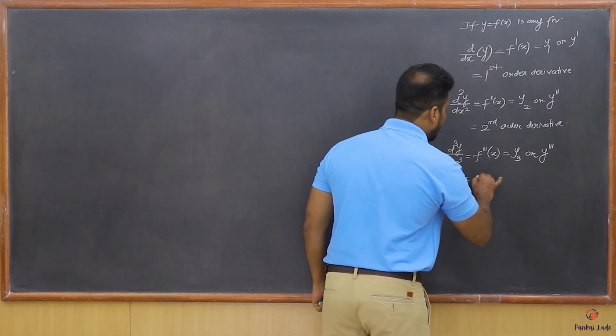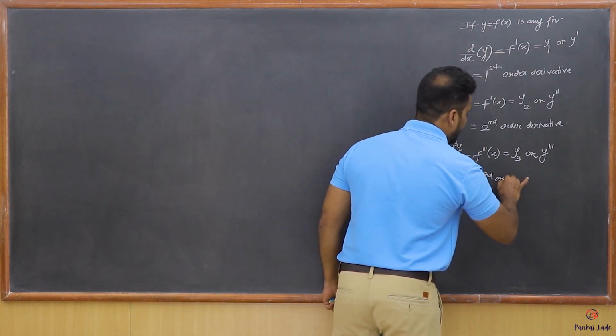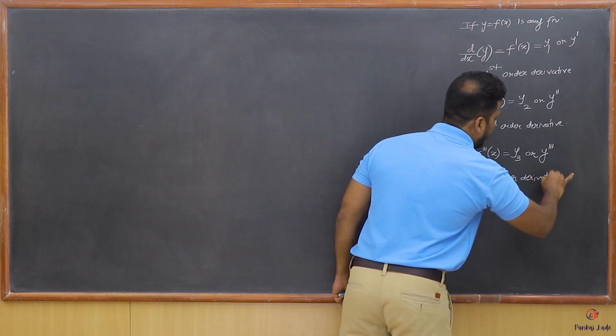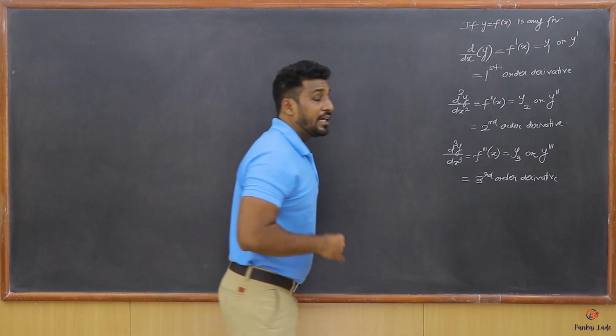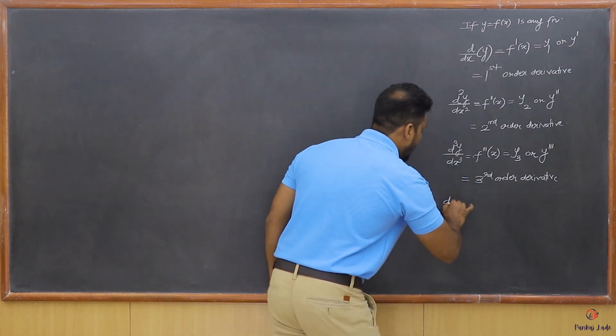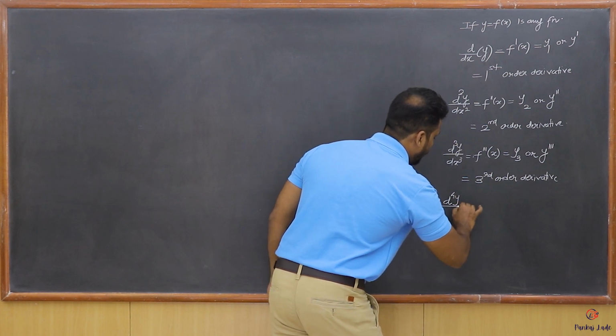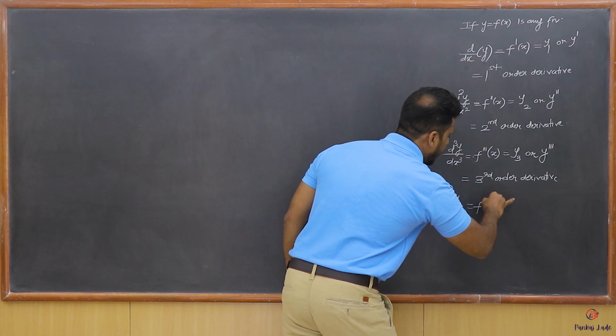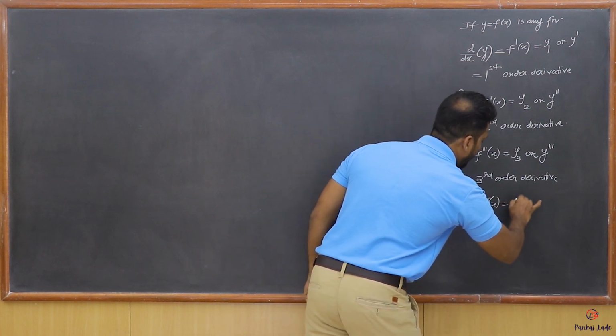This is called the third order derivative. It simply means you want to differentiate a particular function 3 number of times. Likewise students, if I go further, I can write now d raised to 4 y upon dx raised to 4, or I write this as f4 of x.